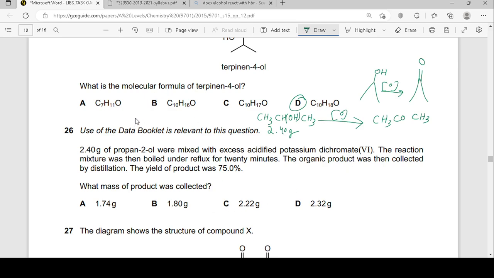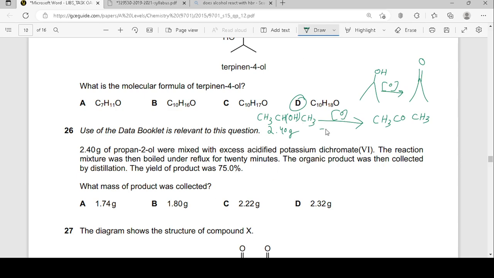You know, recently I've wanted to try making a distillation apparatus. But I haven't found a clear tube yet, so I don't know if I'll find that. But if I do, I want to make a distillation apparatus. Anyways, that's just a random tangent. Even though we're talking about a refluxing apparatus here, nevertheless, the organic product was then collected by distillation.